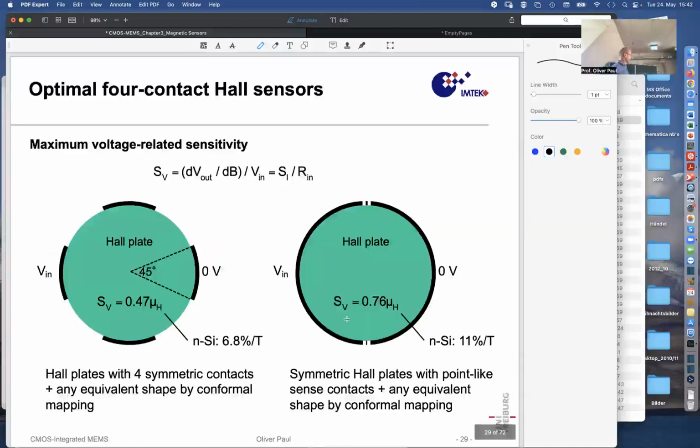When you consider the voltage-related sensitivity, then the conclusion is different. And now we start from the disk. What should the contacts look like so that the voltage-related sensitivity is maximum? Let's assume all contacts to have the same size, and that size is described by an opening angle.